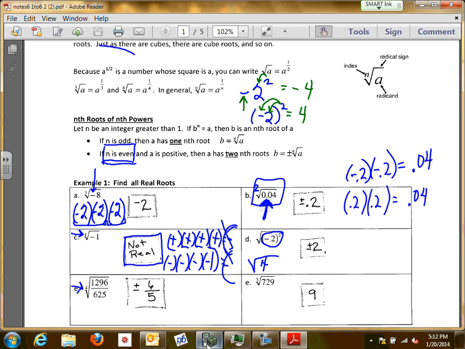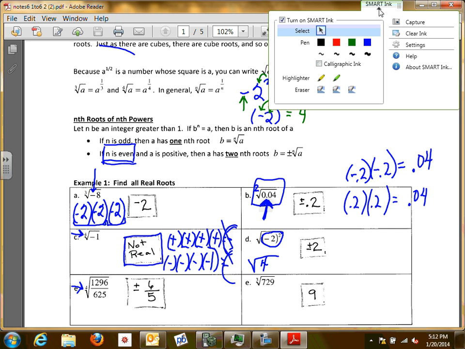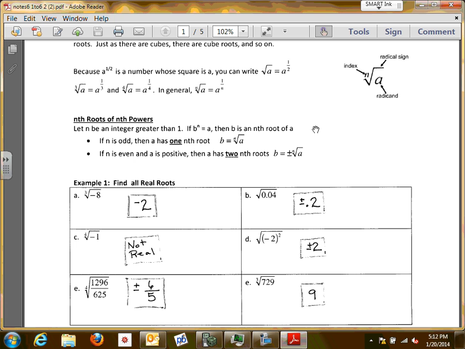Alright, let's look at number 4. I'm having issues with scrolling this thing. It's kind of being weird. So I can't scroll this up. So sorry, you're just going to have to look down at the bottom of the screen.